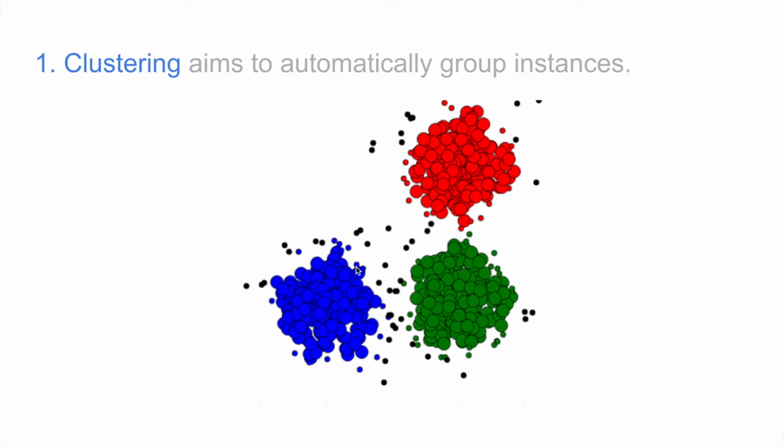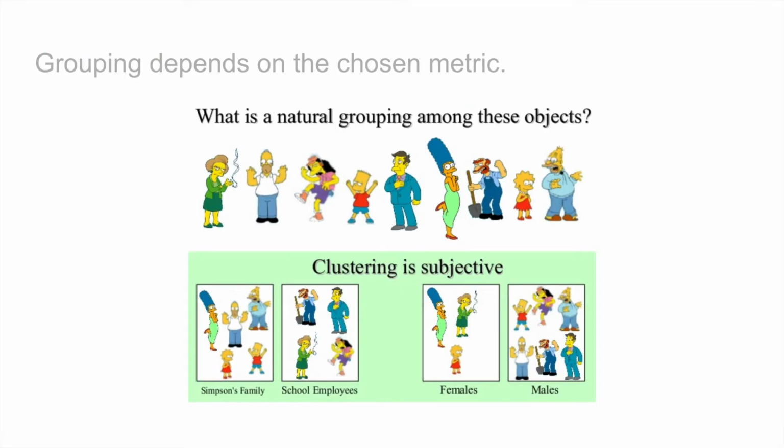So for instance, it's very easy to see that these black points should go to the blue cluster here. These black points should go to the green cluster, and these black points should probably go to the red cluster. However, where it gets more difficult is, say, with these ones right through here. Which clusters should these be assigned to? This is where we need more explicit rules, and this is where clustering is a challenging but interesting field as well, because grouping really does depend on the chosen metric.